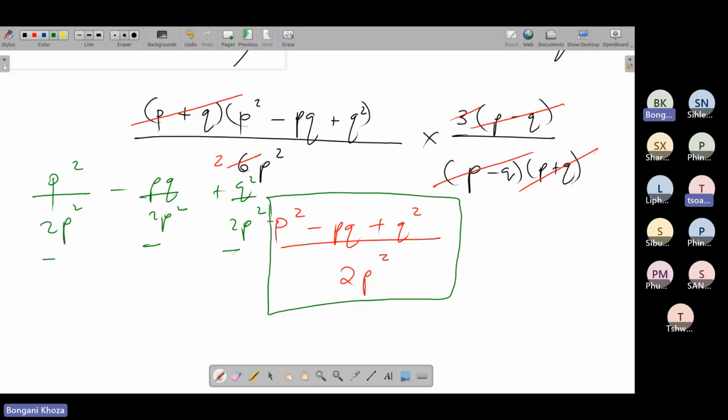So this ends up being your final answer. There's no more factorization that you can do. Over here, we are done.